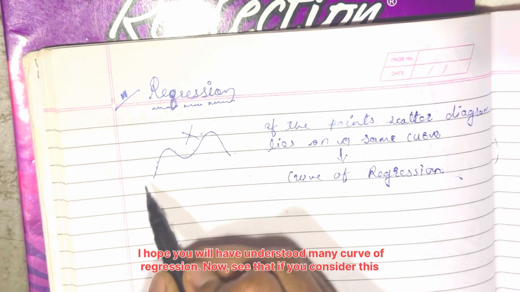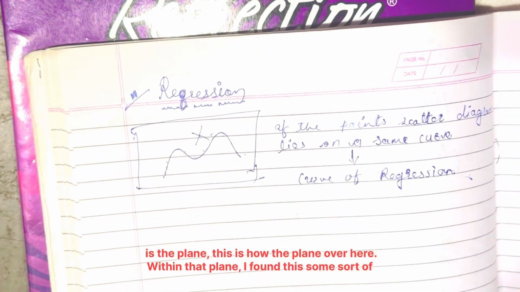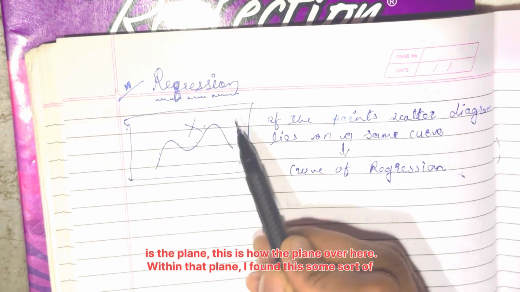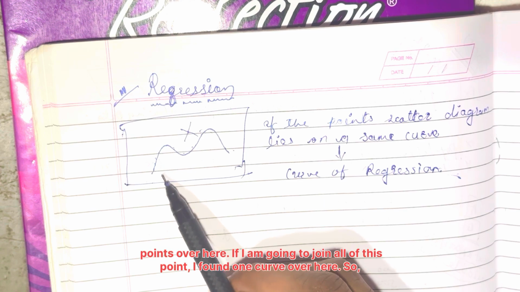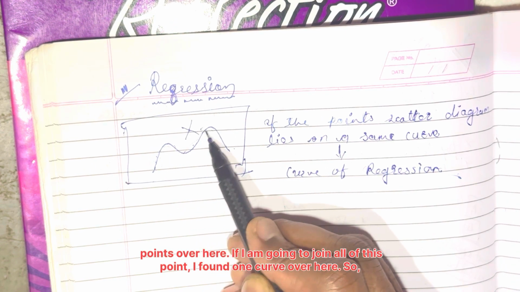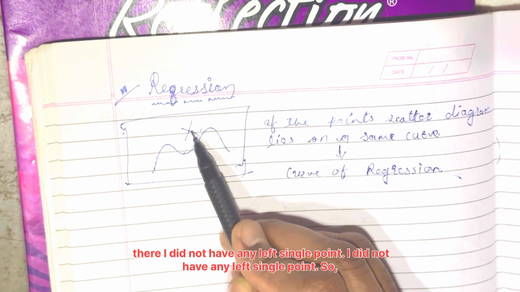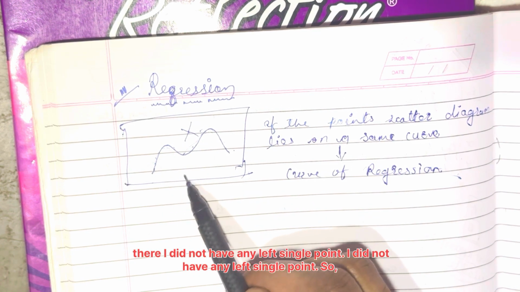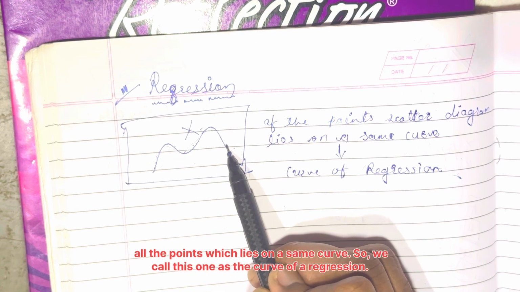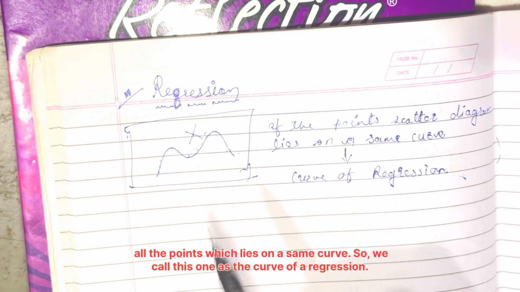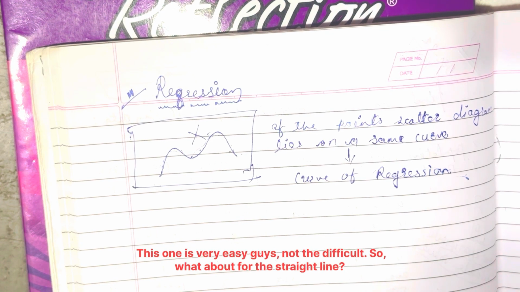Now see, if you consider this is the plane, within that plane I found some points over here. If I join all of these points, I form one curve, and there I didn't have any single point left out. So all the points which lie on the same curve, we call this the curve of regression. This one is very easy guys, not difficult.